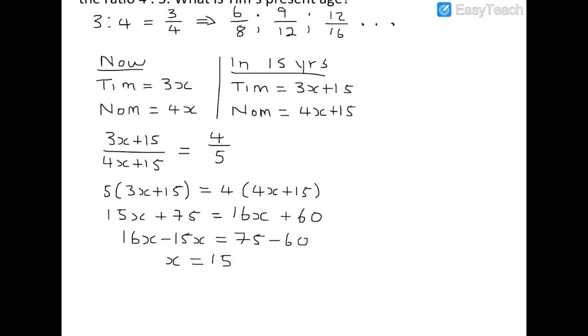But we know that Tim's current age is actually equal to 3x. So substitute x there, and we get Tim's age will be equal to 3 multiplied by 15, and our final answer would be Tim's age is 45 years. Okay, so that's it. Using algebra was the most effective way of solving this ratio problem.